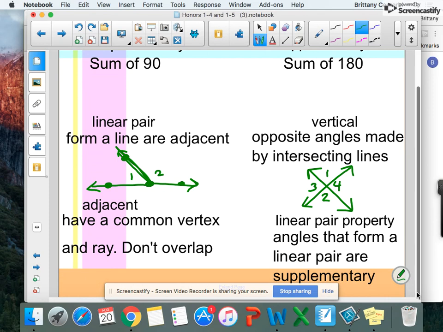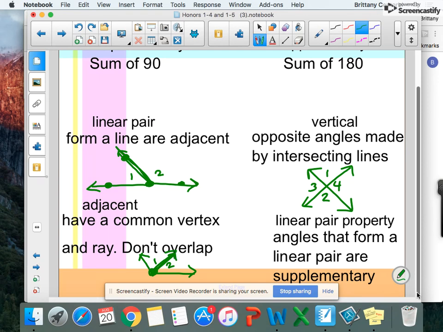Then we have adjacent. Again, adjacent angles have a common vertex and a ray, and they do not overlap. So again, they don't necessarily have to be a linear pair. They just have to share a ray here in the middle. So angle 1 and angle 2 would be adjacent to each other because they have this common endpoint and they share this ray here.